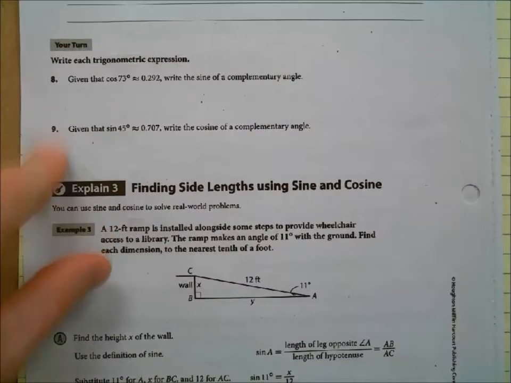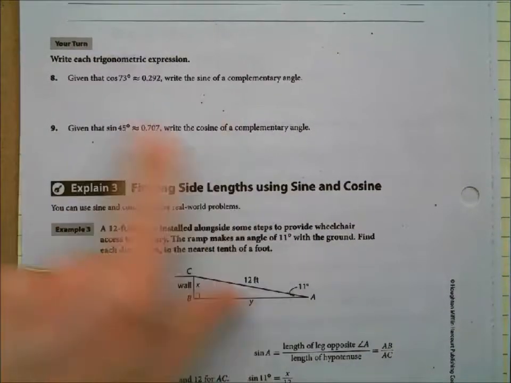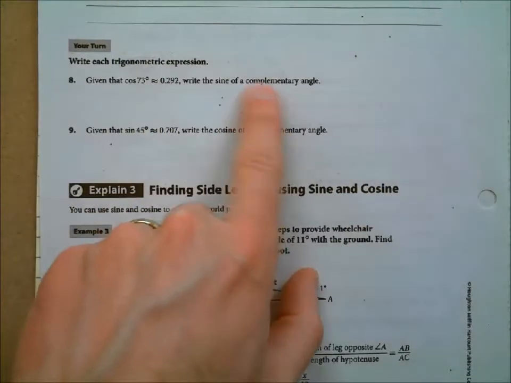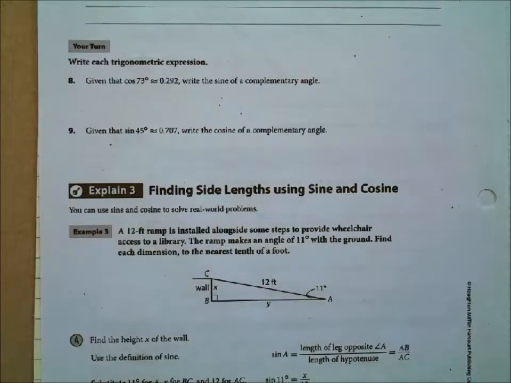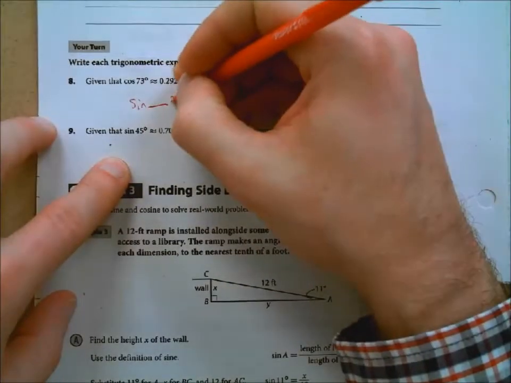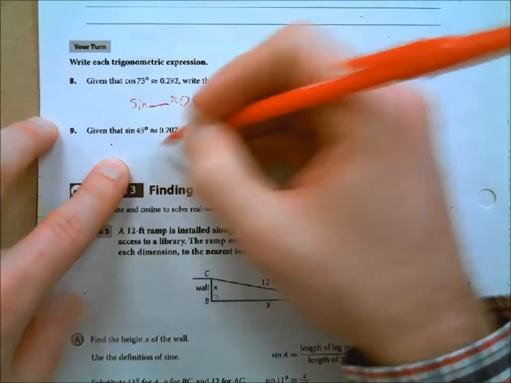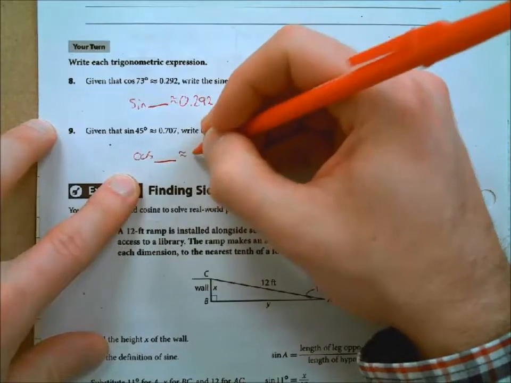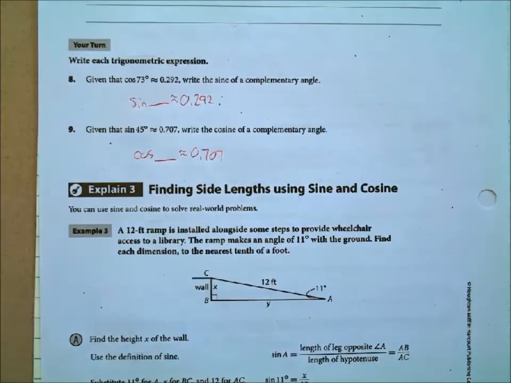All righty. So why don't you go ahead and try 8 and 9 here real quick. Do those same things. Given the cosine of 73 is 0.292, write the sine of a complementary angle to match that. In other words, fill in the blank: sine of what is approximately 0.292? And then here, the cosine of what is approximately 0.707? Fill in those blanks for me.